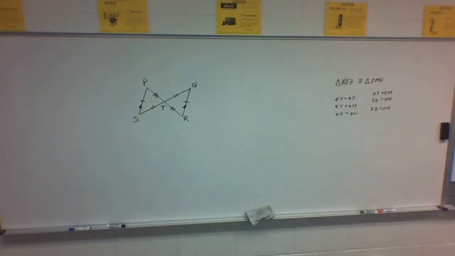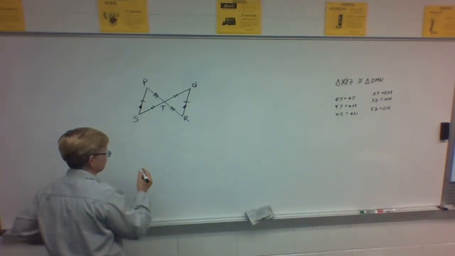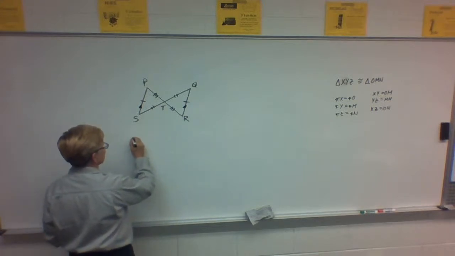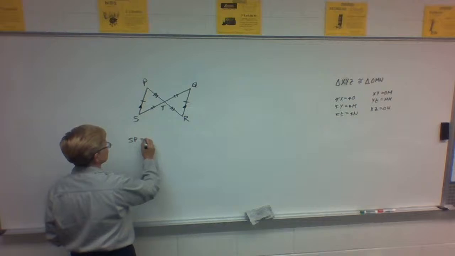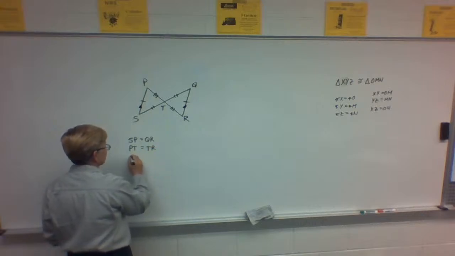In order to be sure that these two triangles, these two polygons that are formed here that meet at T, are equal, I've got to get all their corresponding parts. And from the marks that are on the picture, I can tell you some of the sides are equal. I can tell you that SP is equal to QR, and that PT is equal to TR. What else? QT and ST.